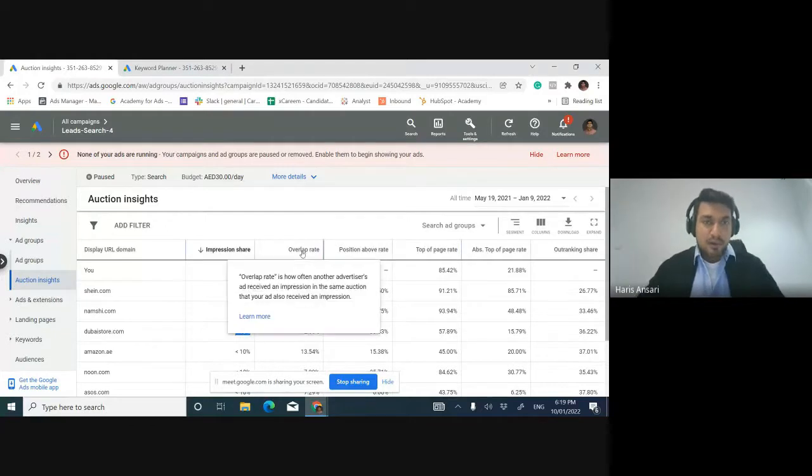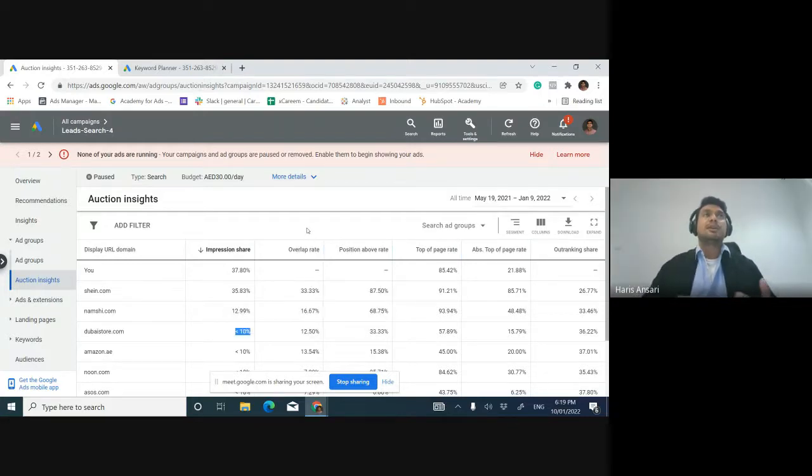Then we have overlap rate. Overlap rate is how often another advertiser's ad received an impression in the same auction that your ad also received an impression. So it's basically when your ad impression is served, what percentage of that search the other competitor was present as well. So if, let's say, Sheen.com has 33.3%, that means that 33.3% of the time when my ad was served, Sheen.com was present over there as well. So it's another good metric to monitor.